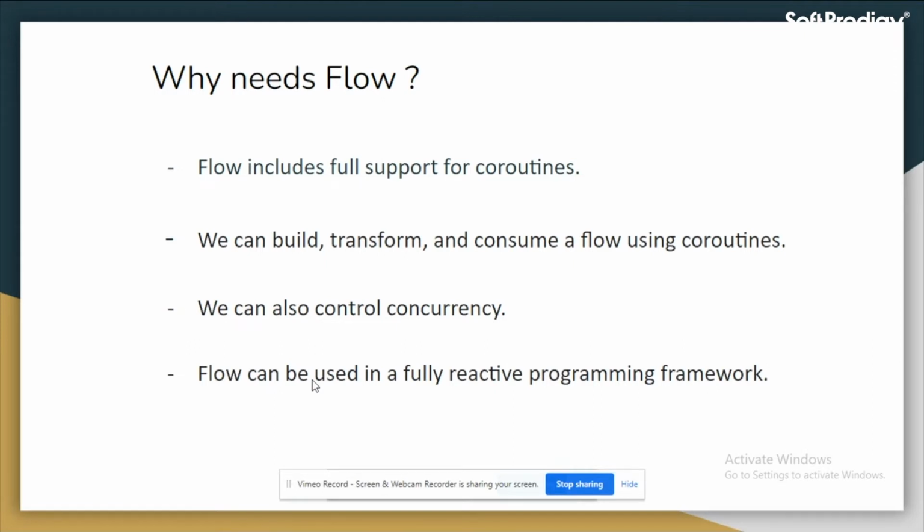And what about the coroutines? We can easily consume, build, and transform a flow using coroutines, which means it can also provide full support for controlling concurrency. Control concurrency means that it provides the coordination of the coroutines, which are going to execute in a sequence order. So Flow can be used in a fully reactive programming framework.